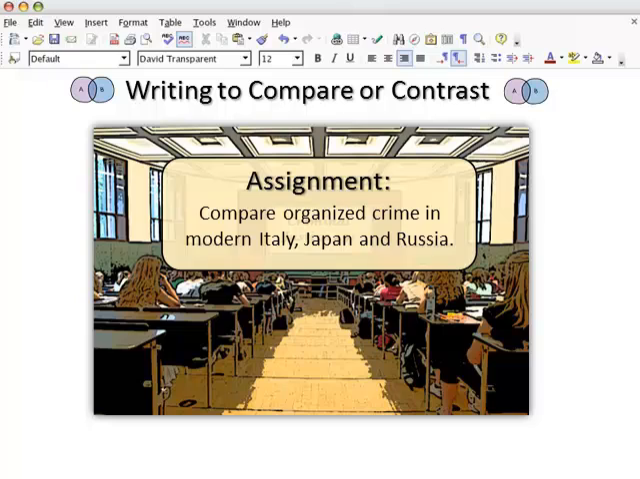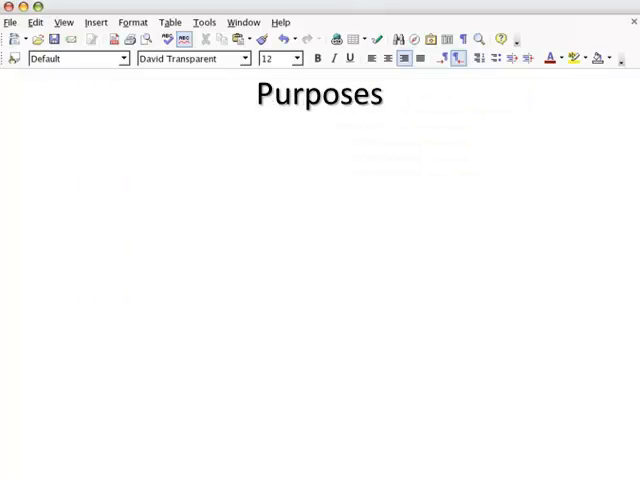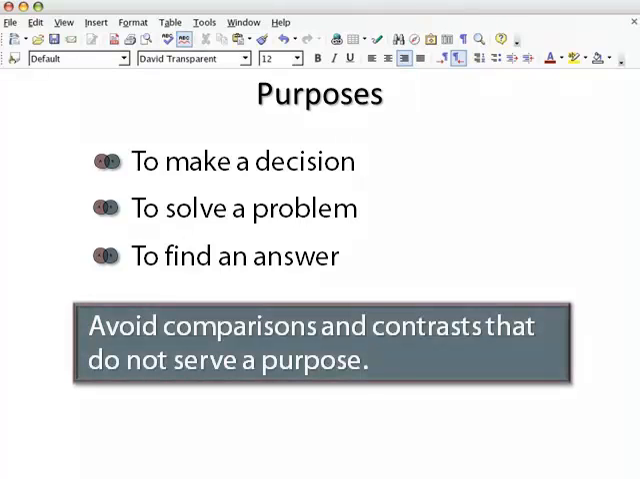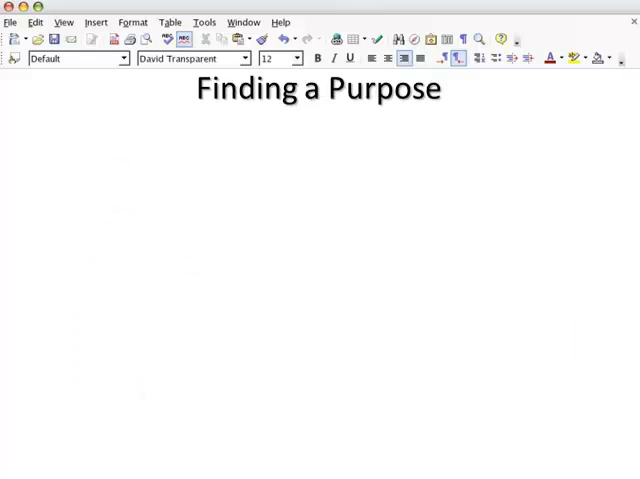Busy week. The act of comparing and contrasting is basic to our lives, at home, at work, and at school. In these examples, comparing and contrasting is being done for purposes such as making a decision, solving a problem, or finding an answer. When writing this type of essay, it's important to avoid comparisons and contrasts that do not serve a purpose. Therefore, when writing this type of paper, one of your first important tasks is to determine what purpose the comparisons and the contrast will serve.